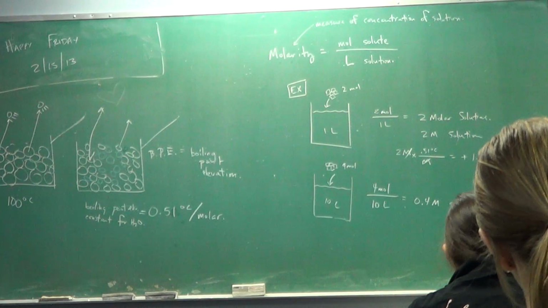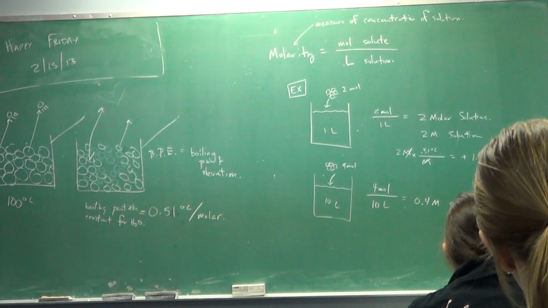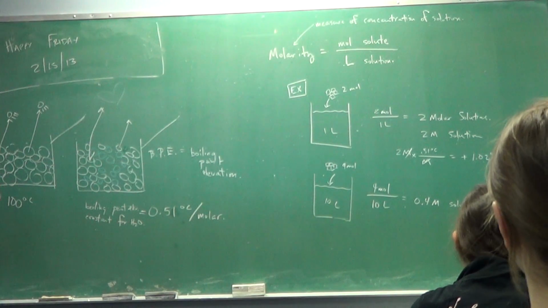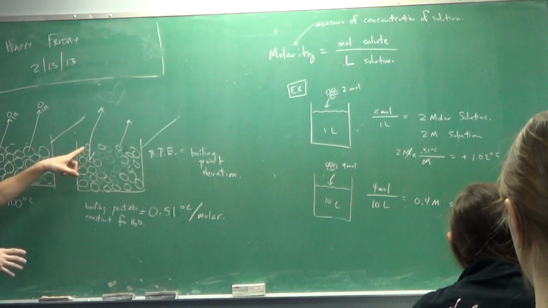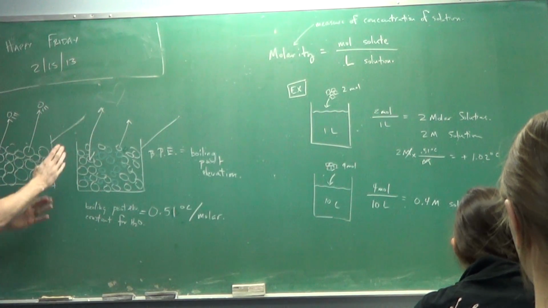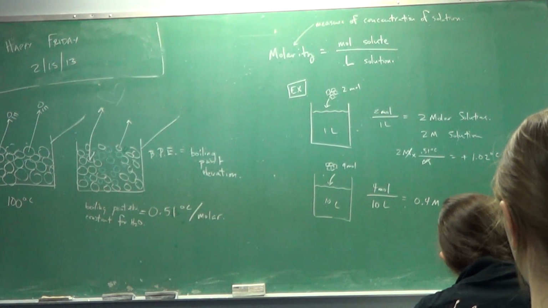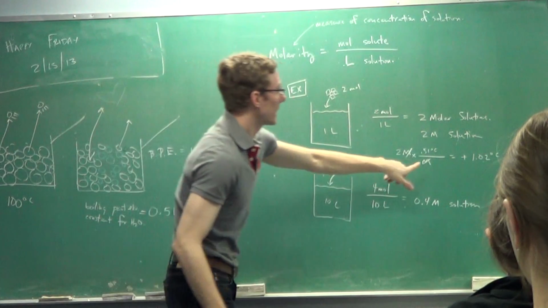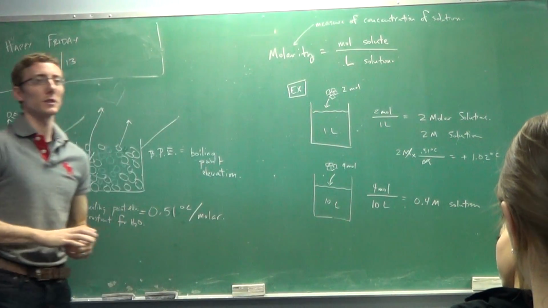The boiling point's been elevated. Why? There's particles in the way. There's particles in the way of the water particles trying to escape. And those salt particles or whatever particles are dissolved get in the way and prevent the water from boiling as easily. So you've got to increase the temperature. In this case, you have to increase the temperature by an additional degree.